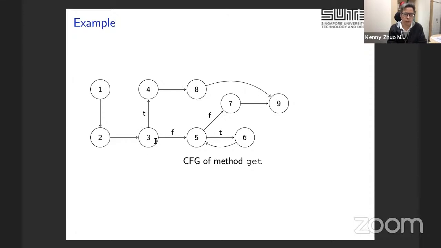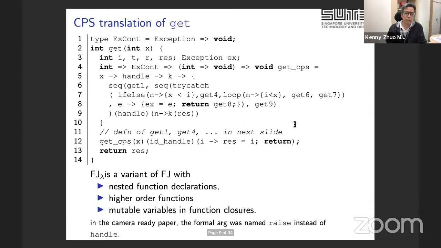Otherwise, if this is not true, we're in this branch, which is the while loop, and this is the body of the while loop. When the looping condition is not satisfied, you're going to end up in block 7, where we capture I back into the last position and the result R, and then we terminate. So this is the control flow graph of method get. Let's look at how this method get will be translated using the continuation passing style.